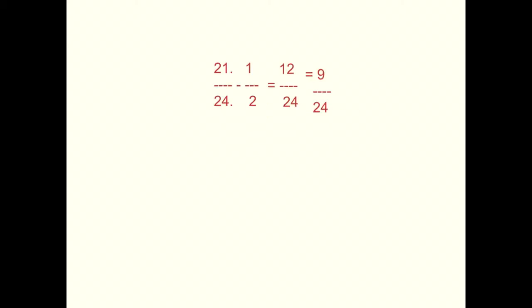You would first have to find a common denominator, which would be 24ths. Then you would multiply 2 times 12 to equal 24, and then 1 times 12, because you multiply your numerator the same as the denominator. You would get a total of 12 24ths. Then you would subtract 21 minus 12, which is 9 24ths.